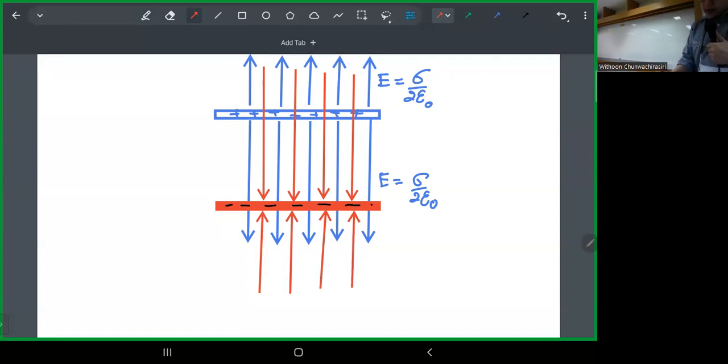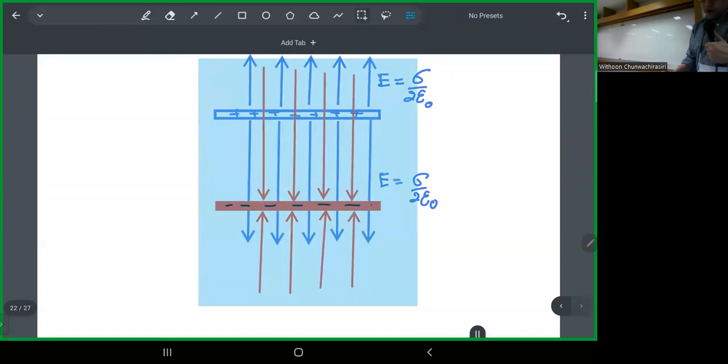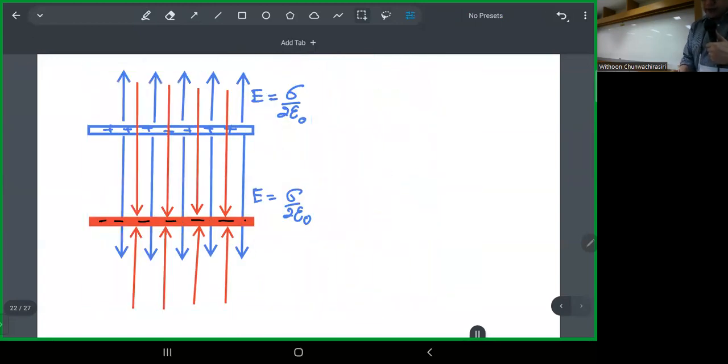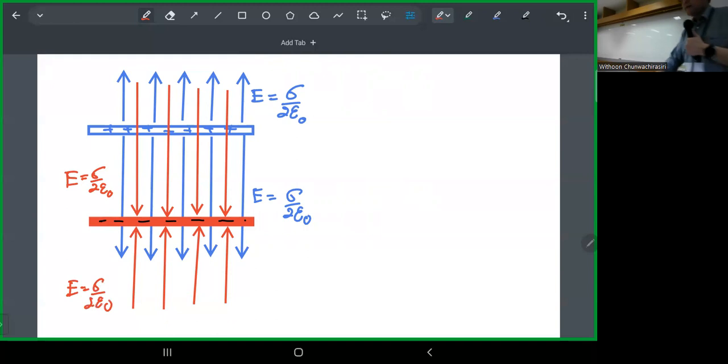But how much, guys? What should be the strength of this whole thing? Exactly the same. For the red one, the upper side is sigma over 2 epsilon naught. The bottom one is sigma over 2 epsilon naught. Same thing, but it just points in the opposite direction. Cool? Okay.